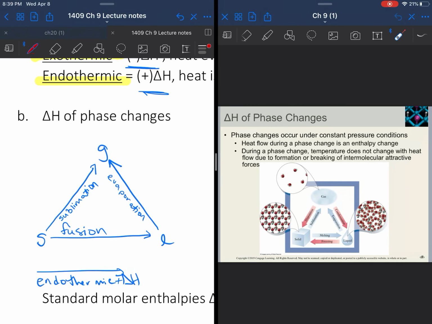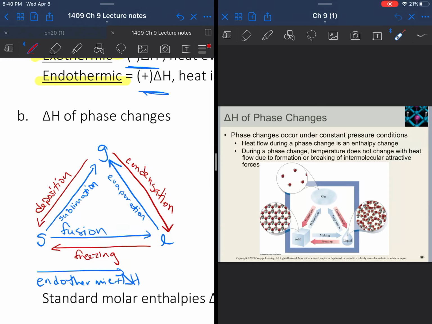Switch up our pen color here. Let's do purple. I guess for those of us with any sort of color issues, maybe red is more obviously different. All right. Now, if we're going from these higher energy phases to a lower energy phase, gas to a liquid is condensation. Liquid to solid is, of course, freezing. And gas to solid is called deposition.